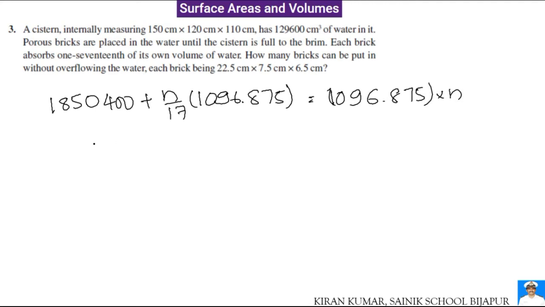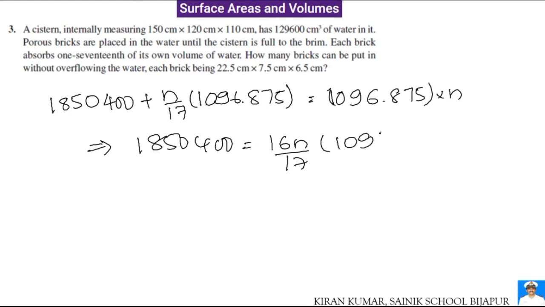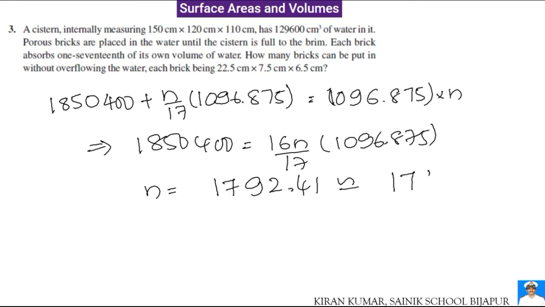This will be 1850400 equal to 16 n by 17 times 1096.875. So n value we need to find. N will be approximately 1792.41, approximately equal to 1792 bricks. So 1792 bricks were placed in the cistern.